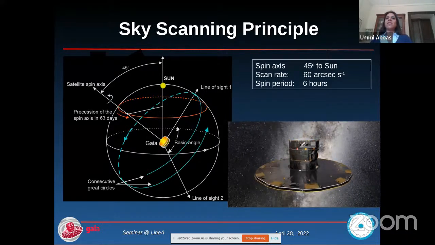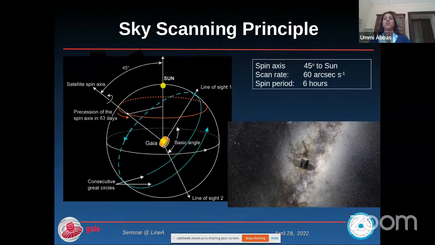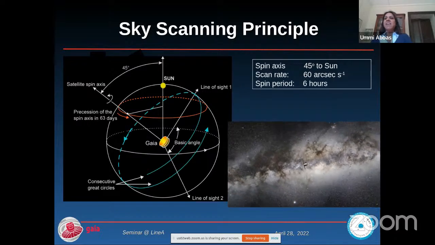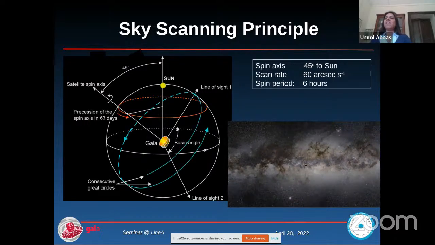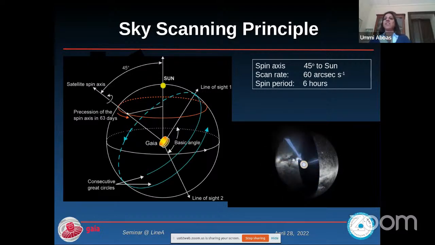And this rotates on and over the Gaia spin axis, which is every 6 hours. It does a full rotation, so the spin period is 6 hours. And as we can see here in this animation, these two fields of view then scan the full sky as it precesses, and as such you have a full map of the sky, of the celestial sphere.